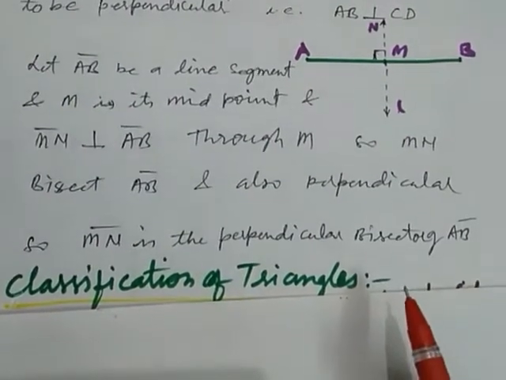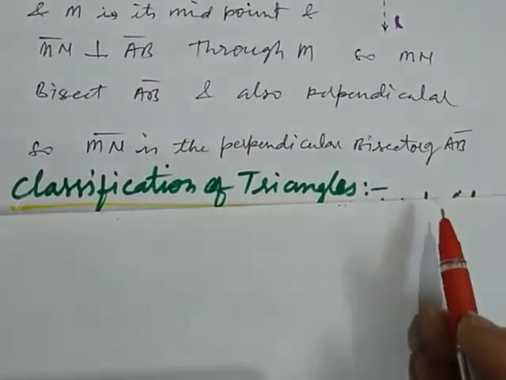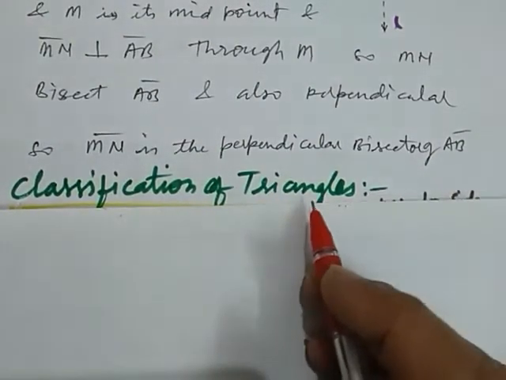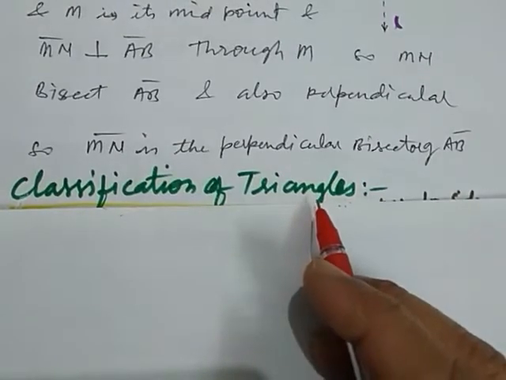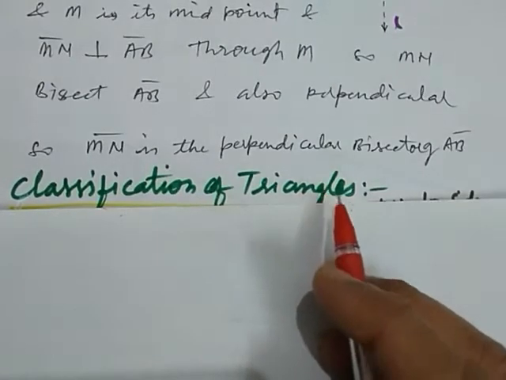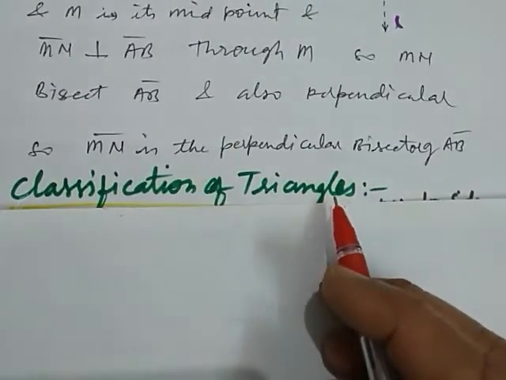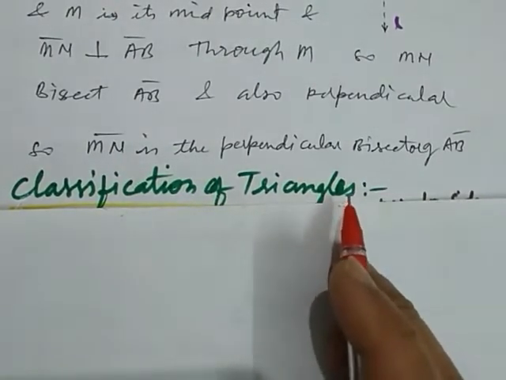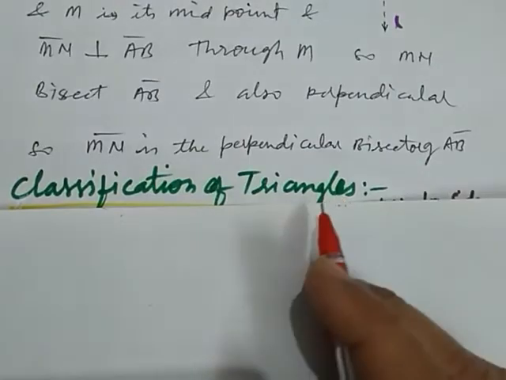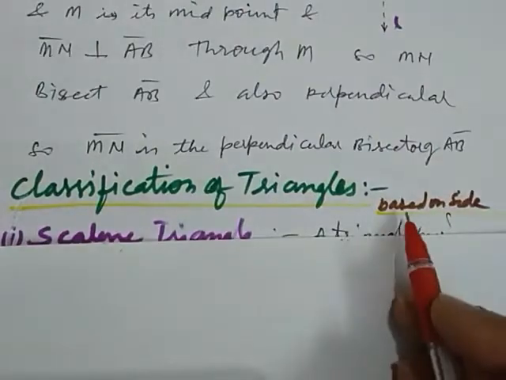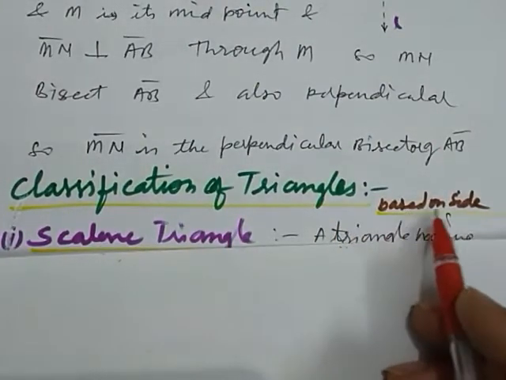Now we learn classification of triangles. Okay, we know that a triangle is a polygon having the least number of sides. That is, a polygon cannot have fewer than 3 sides. So a polygon having 3 sides is a triangle, and we have to classify them on the basis of sides. Now this is the classification based on sides.